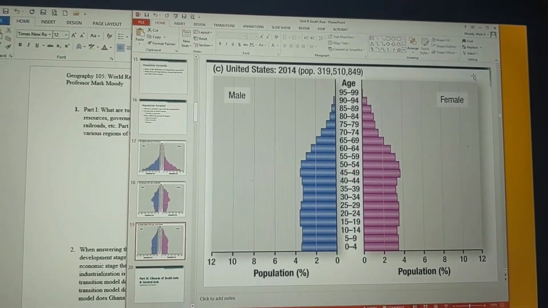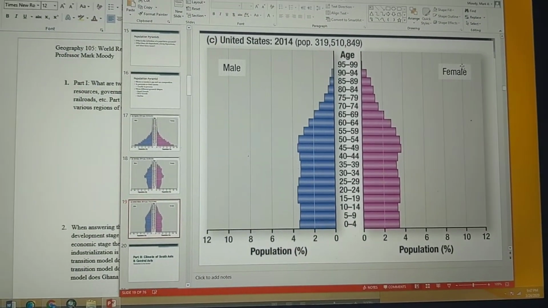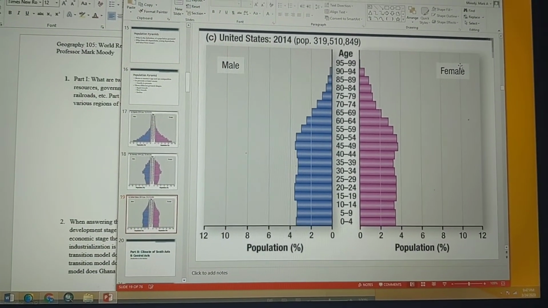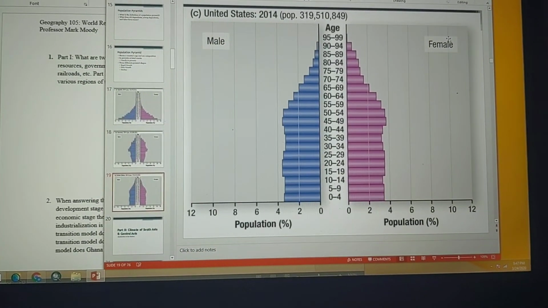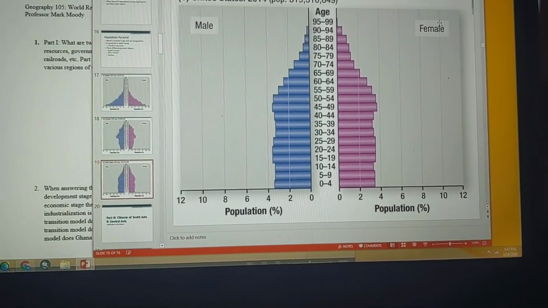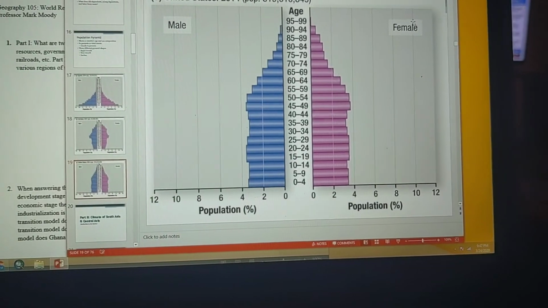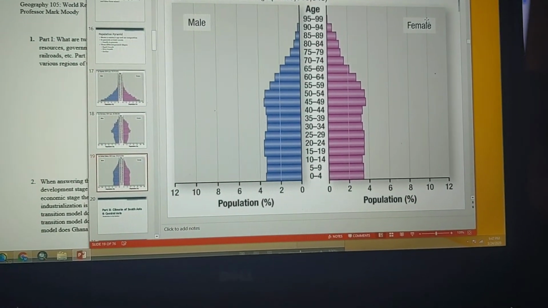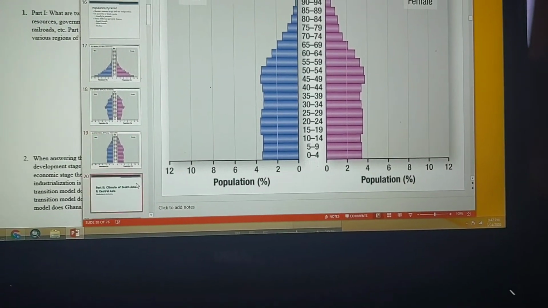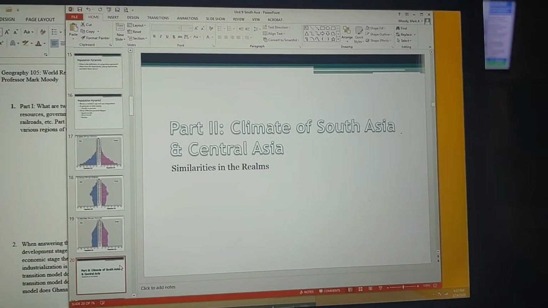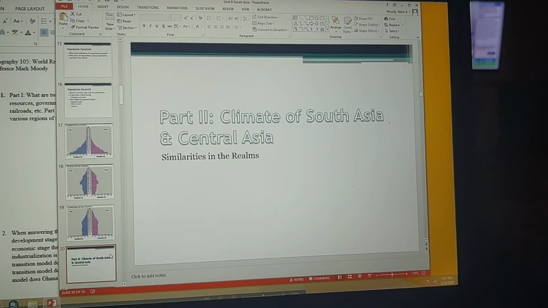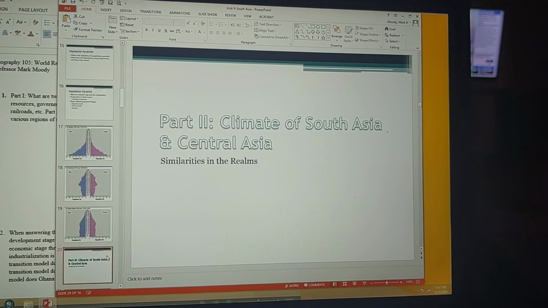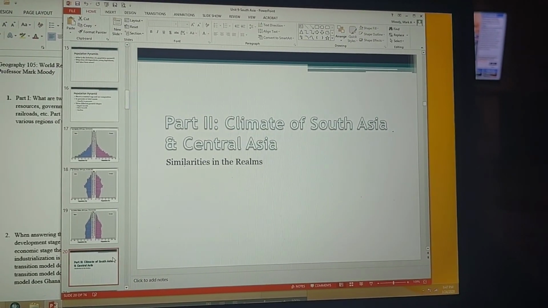What I want you to know about population pyramids is that it shows the male to female ratio of a country or an area. It doesn't always have to be a country. And it shows the age cohorts usually in 4s. And they're usually by percents, okay? So next video, we'll go ahead and we'll start with Central Asia and South Asia itself, okay? So make sure you do answer questions 1 and 2.